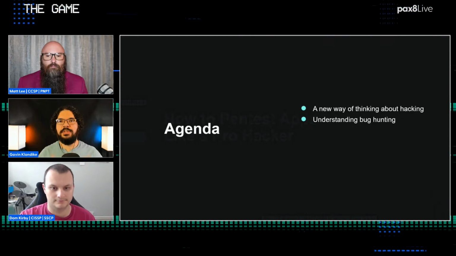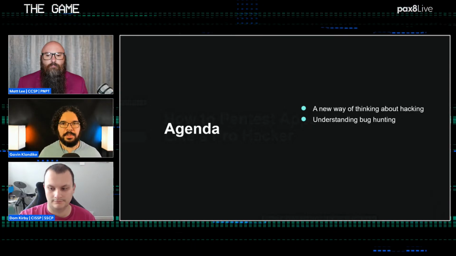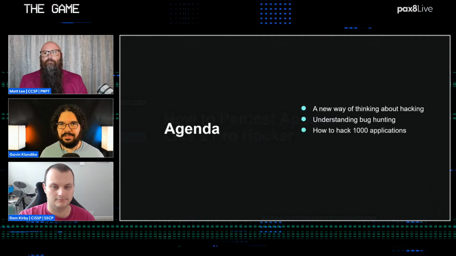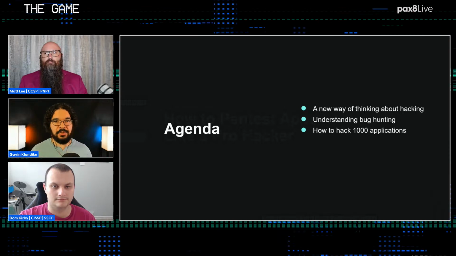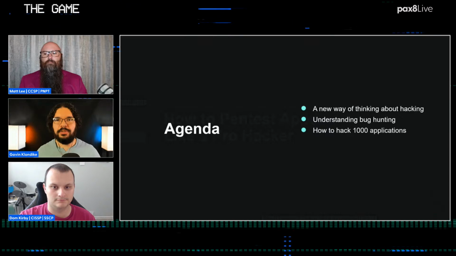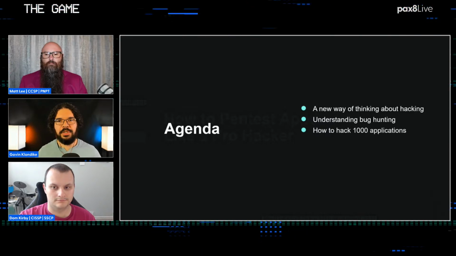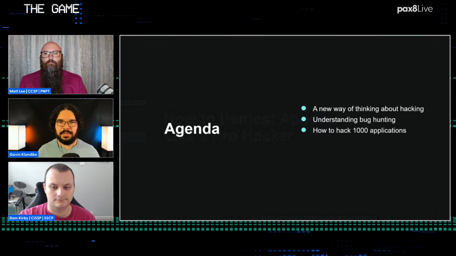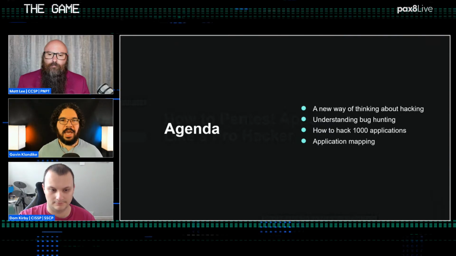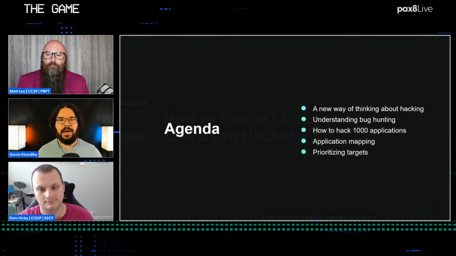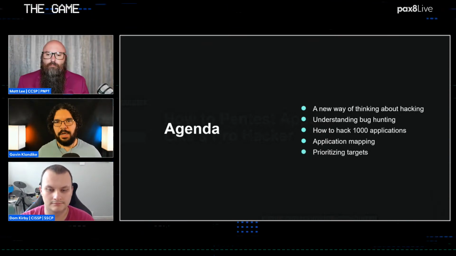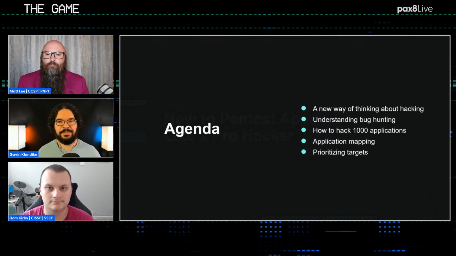So when you start to turn this into a career or you start to automate some of these processes, how would you hack 1,000 applications, if that's the scope that you're dealing with? You can't just perform a la carte services all across the board. You need to actually start to build a system and a process behind it. And then this is where I get into things like application mapping and how you prioritize targets so that you find the most relevant bugs as quickly as possible.